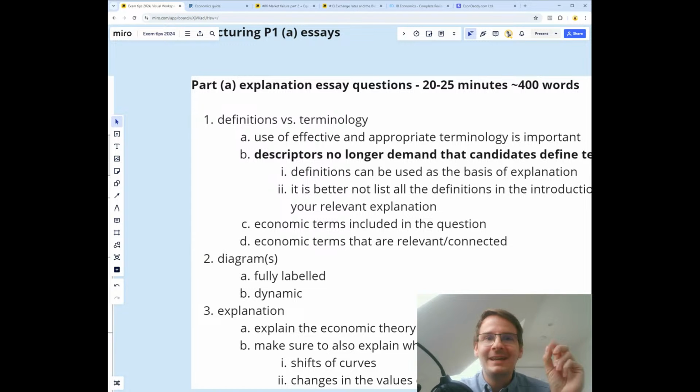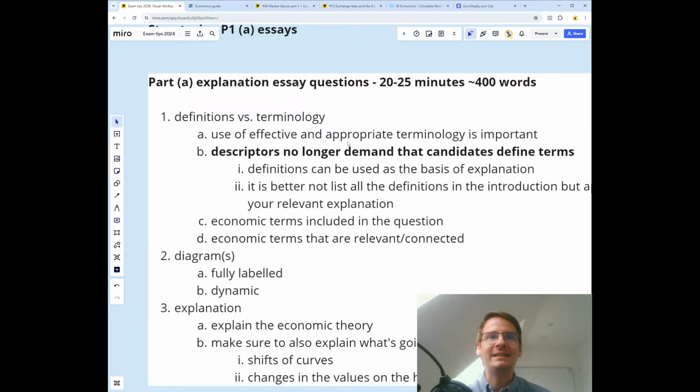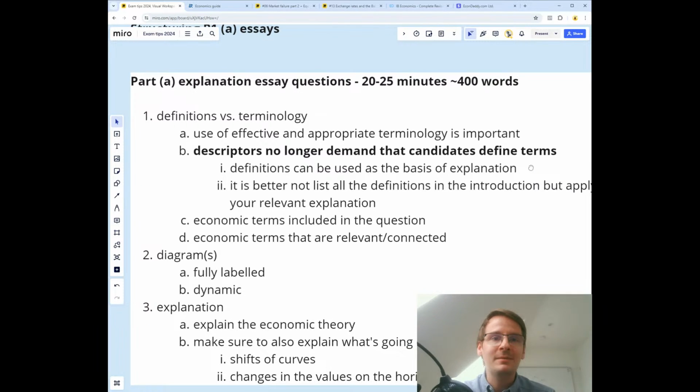However, it's no longer true that you have to start listing your definitions. Many teachers still don't know and say to students that you have to start with all the definitions. No, the use of effective and appropriate terminology is what's important. Descriptors no longer demand that candidates define terms, okay? Meaning that you don't have to define every single economic term right at the very beginning, okay?